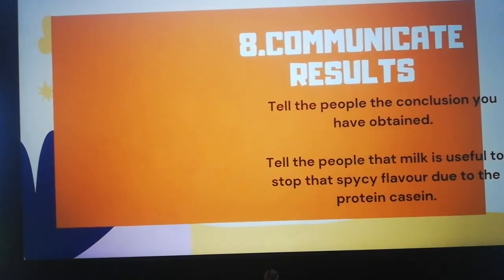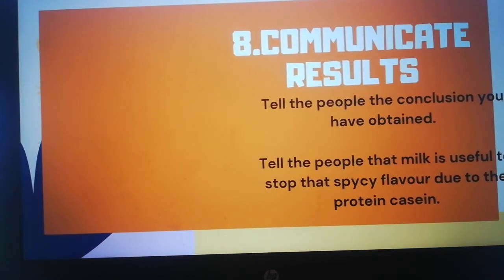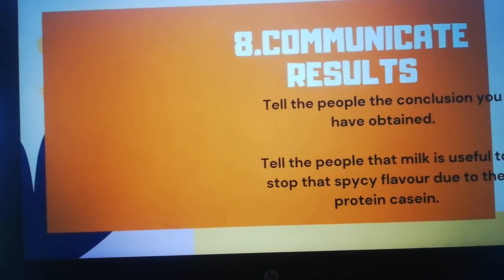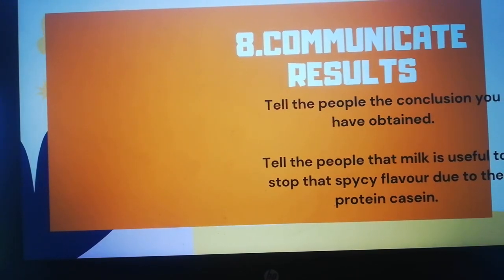And yes, this is the final step: to communicate results. Tell the people the conclusion you have obtained, and then you finish the scientific method. So I told my classmates that milk is useful to stop that spicy flavor due to the protein casein. So we finished the scientific method.